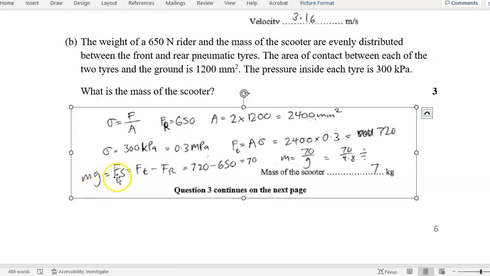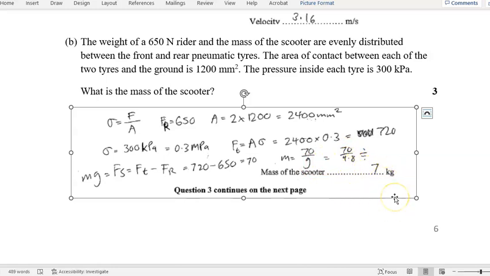So the weight of the scooter, or the force of the scooter, I probably should have written that as a W. That would have been better. The weight of the scooter equals the total weight minus the rider. So we know the total weight is 720 minus 650. 720 minus 650 is 70. So we know that the weight of the scooter is 70 newtons. I've then said, so mass will equal 70 divided by gravity. 70 divided by 9.8 is roughly equal to 7, so 7 kilograms.